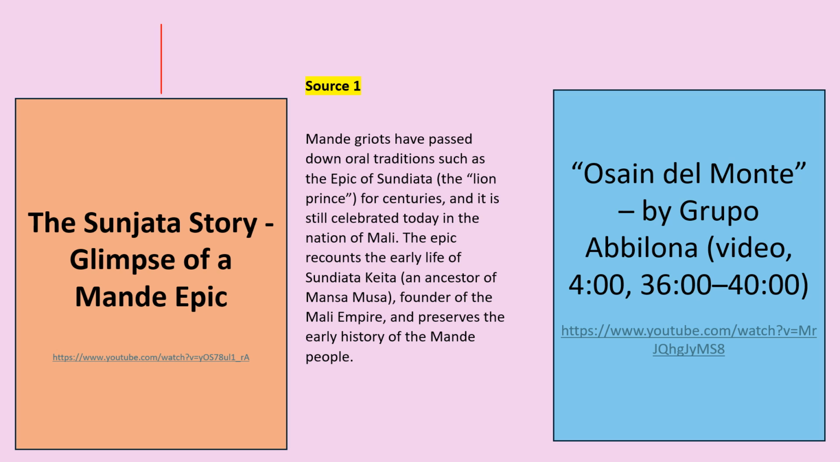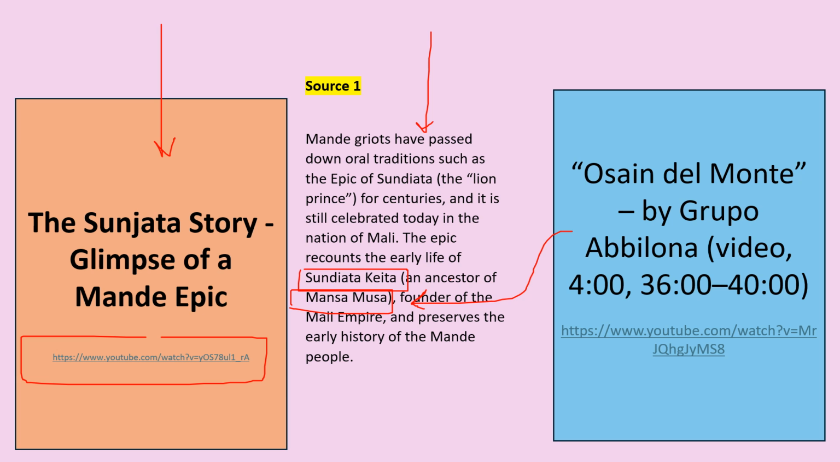The first source we're looking at is going to be the Sunjata story. We're going to click this link and watch this particular video. And this excerpt is from the AP framework. And what they're talking about here is Sunjata Keita, the founder of the Mali Empire, who is also related to Mansa Musa, who was his nephew. And you'll see how Sunjata Keita's work is going to lay the foundation for a prosperous Mali Empire.